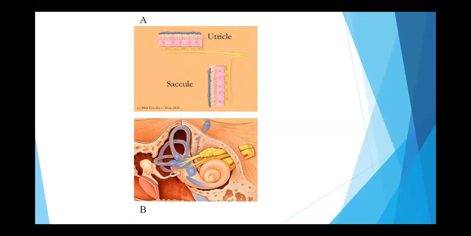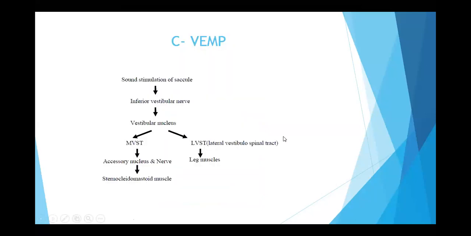Okay, when you look at B, it shows how the utricle and saccule are oriented in place. These diagrams we have already seen in our classes, just a refresher. So this is the saccule, and this is vertically placed. And this is the utricle, which is horizontally placed.